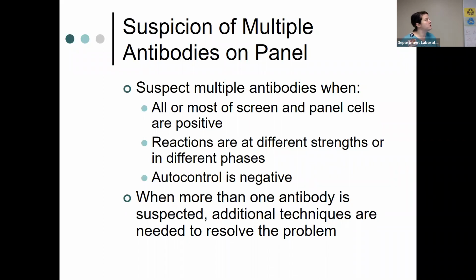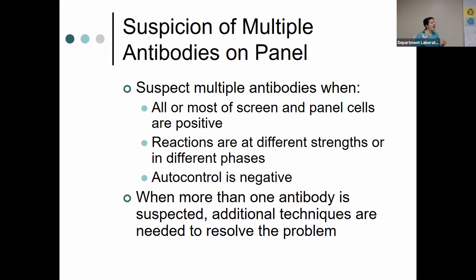So when would you suspect multiple antibodies? When most of your screening cells are gonna be positive. Routinely in blood bank, you're gonna have an 11 cell panel. If 10 out of 11 of those cells are positive, you might think you have multiple antibodies, or you have an antibody to an antigen that is present on pretty much every cell, all right?